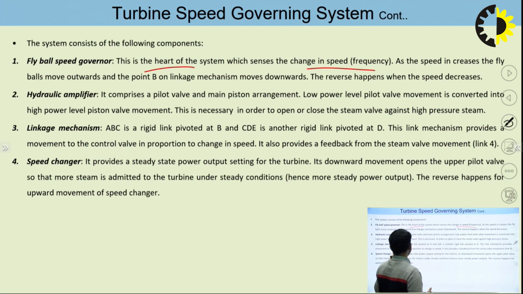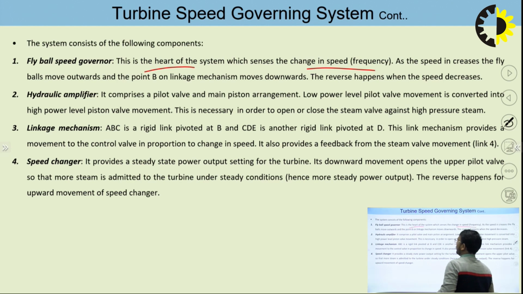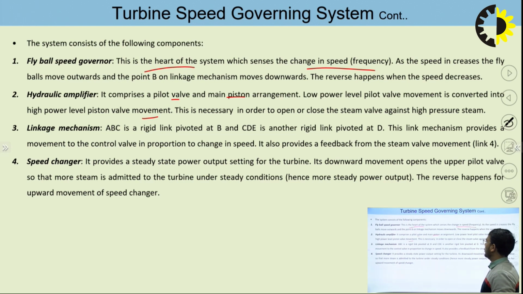Now we have the hydraulic amplifier. The work of the hydraulic amplifier is just like I told you about the main piston. So the hydraulic amplifier consists of a pilot valve, main valve, and main piston arrangement. The movement at the lower pressure level of the pilot valve is converted into a high power level piston valve movement. This is necessary in order to open or close the steam valve against the high pressurized steam, right?